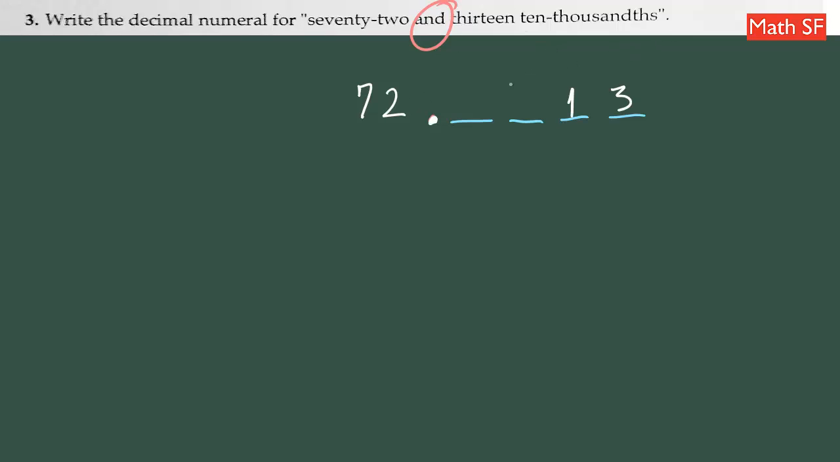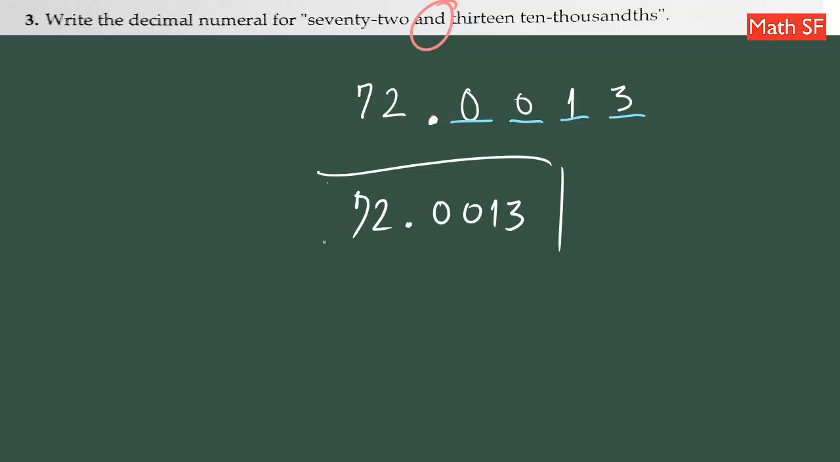So it will be 72 and 13 ten-thousandths. The space I didn't fill is going to be 0. So 72.0013. Let's recall that whenever you're writing a decimal, the last digit must land in the indicated decimal place. In this case, ten-thousandths.